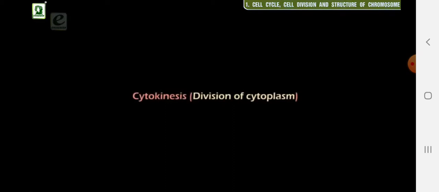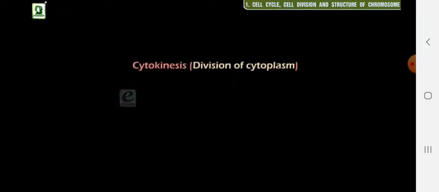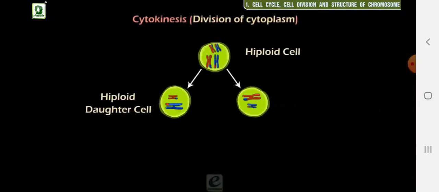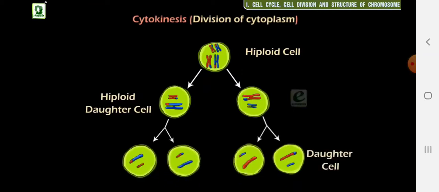Cytokinesis, that is, division of cytoplasm. Division of cytoplasm takes place, due to which each haploid cell completely divides into two haploid daughter cells. Hence, in all, 4 daughter cells are produced. Each daughter cell has half the number of chromosomes as compared to the parent cell.